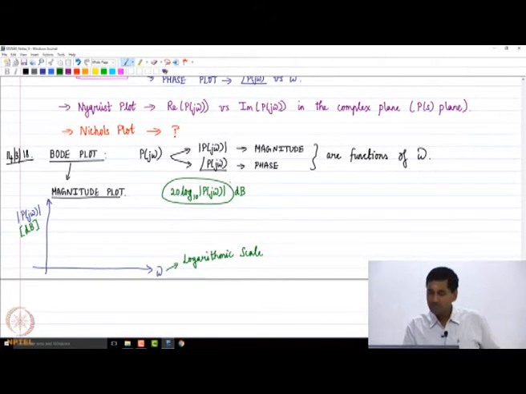Now the question arises, why do we do this? What do you think is the difference between a logarithmic scale and a linear scale? Most of us are exposed to a linear scale while plotting. So what is a logarithmic scale? If I plot omega on the x-axis using a logarithmic scale, how can I characterize it?